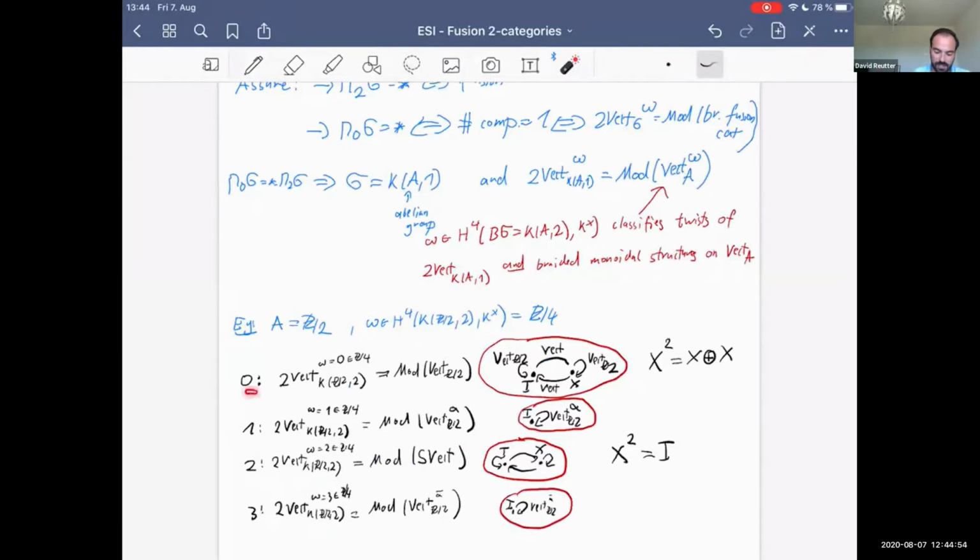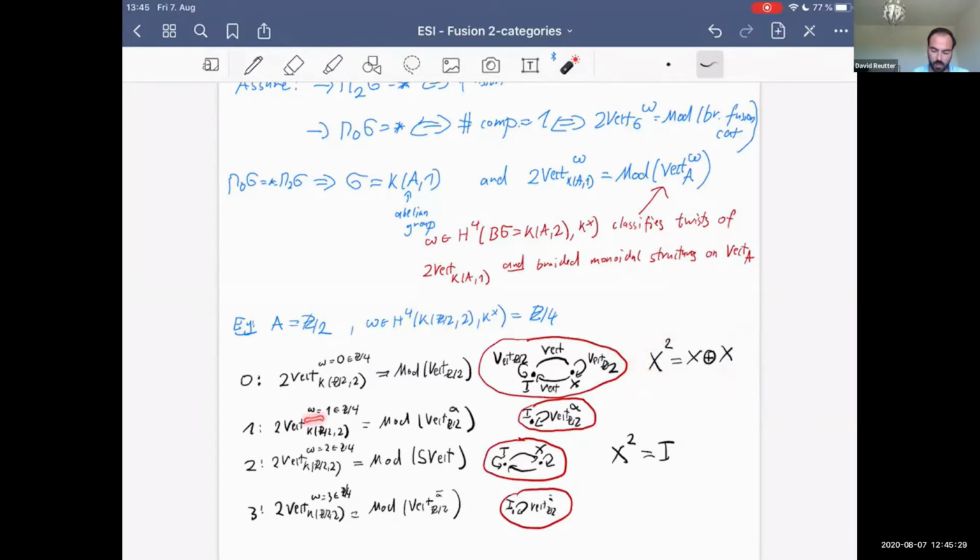Namely, I can take omega to be 0, so this is the untwisted version. Then, as I've said here, this omega is trivial, so this is just Mod of Vect C2. And in Mod of Vect C2, well, you have a simple object which corresponds to your Vect C2. And then you have a single indecomposable module, so there's a single other simple object. And this is the semisimple 2-category structure. So you have this object X, you have this object I, and this is the semisimple 2-category structure, and this is the monoidal structure. I mean, there's more data to the monoidal structure, but this is, so to say, the fusion rule. So you have X squared is X plus X.